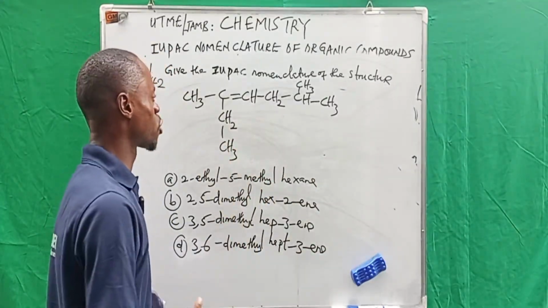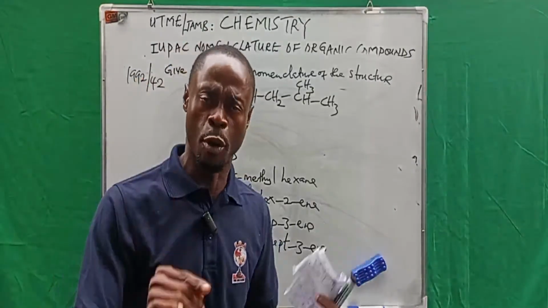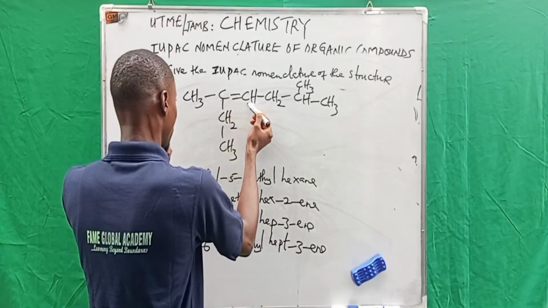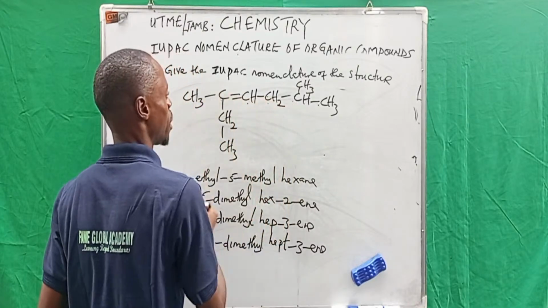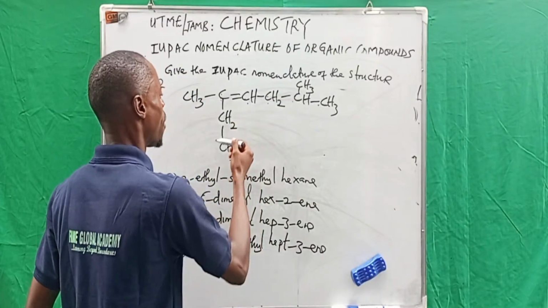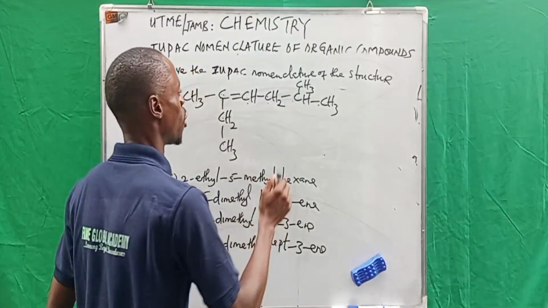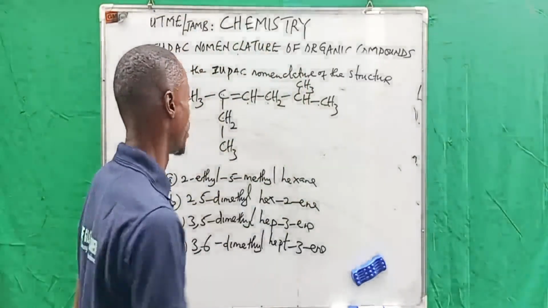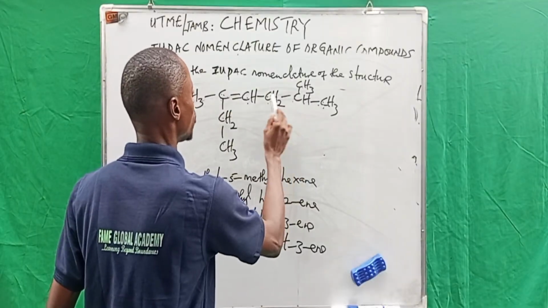Looking at this structure, let's try to locate our longest carbon-containing chain from any direction. We have 1, 2, 3, 4, 5, 6 from this end, 1, 2, 3, 4, 5, 6 from this end. We have 1, 2, 3, 4, 5, 6, 7, and we have 1, 2, 3, 4, 5, 6, 7. So this automatically nullifies this direction. From this end to this end and from this end to this end has been nullified because the longest carbon here is 1, 2, 3, 4, 5, 6. Then from here is 1, 2, 3, 4, 5, 6.